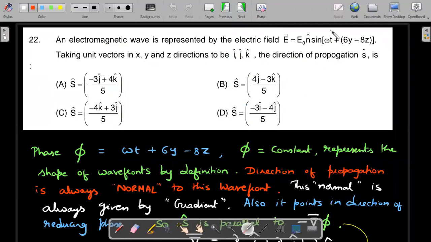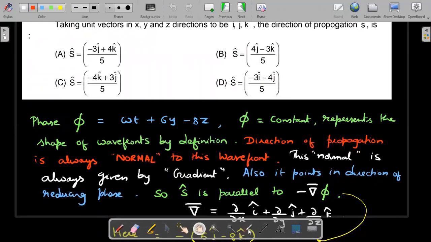By now you should realize that for electromagnetic waves, whatever is written inside this sine function is called the phase. Wavefronts are always represented by the constant value of the phase with which they travel in the medium. So phi equal to constant represents the shape of wavefronts by definition. The direction of propagation is always normal to this wavefront. So whatever direction he's talking about, it should always be taken normal to this wavefront. This normal direction is always given by the gradient.